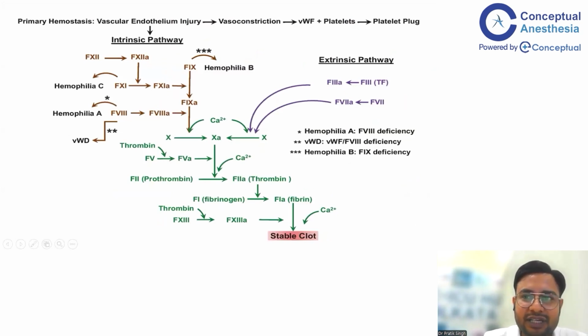The intrinsic pathway and extrinsic pathway start from tissue factor, factor 3, factor 7. If there is any deficiency, we all know it. Factor 11 deficiency is hemophilia C, factor 8 is hemophilia A. And if there is a quantitative or qualitative defect, then it is von Willebrand disease. And hemophilia B is factor 9 deficiency. So this is the pathway, and we all see here that the most common cation that acts here is calcium.